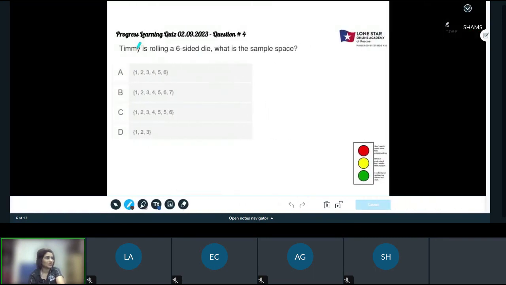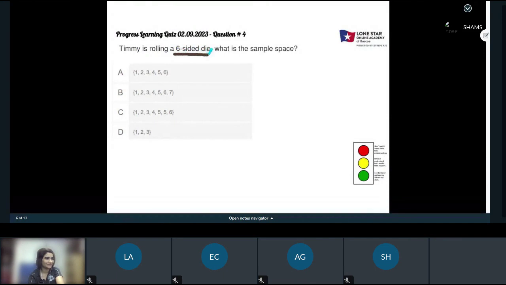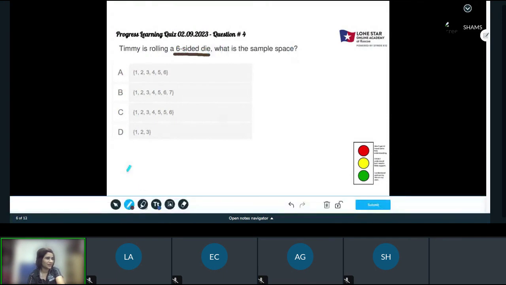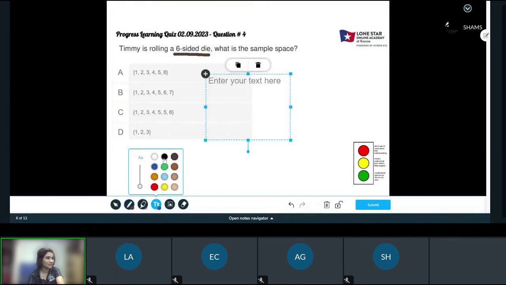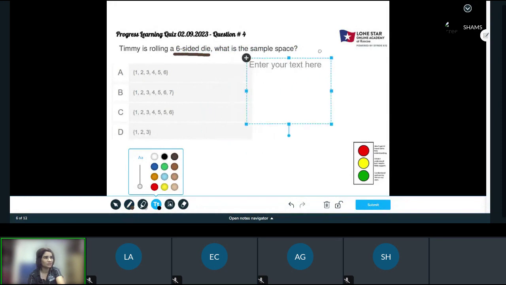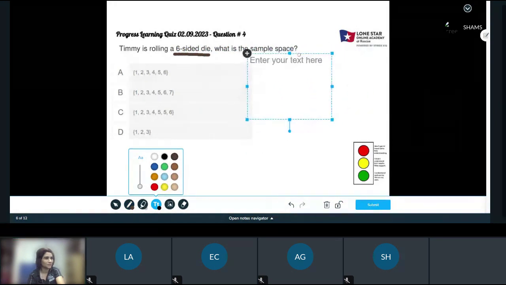Then we have this question here. Timmy is rolling a 6-sided die. What is the sample space? Reminder, what is sample space? All possible outcomes. I'm going to write that down here.